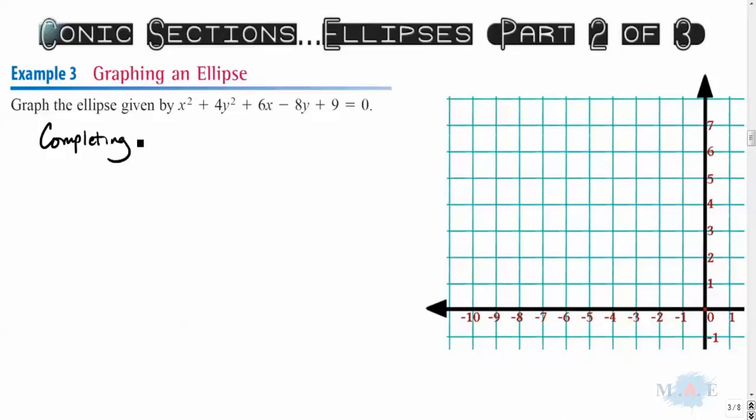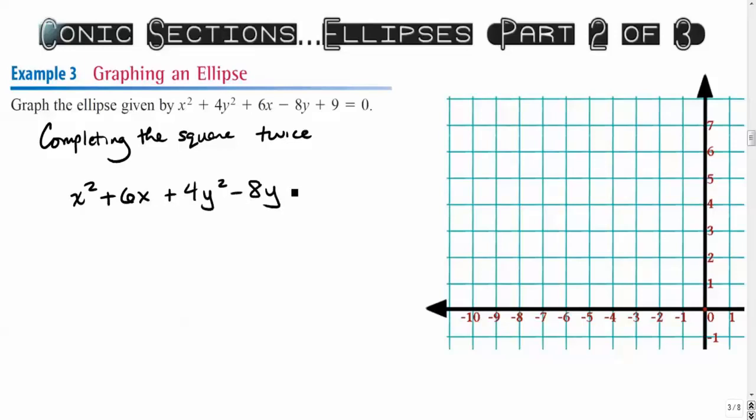Completing the square twice. So we're going to group these terms by their variables. Let's rearrange the equation so the x's are together and the y's are together, and the constant is just right there. Some people like to put the constant on the other side. It doesn't really matter. As long as it gets over there by the end, you're fine.